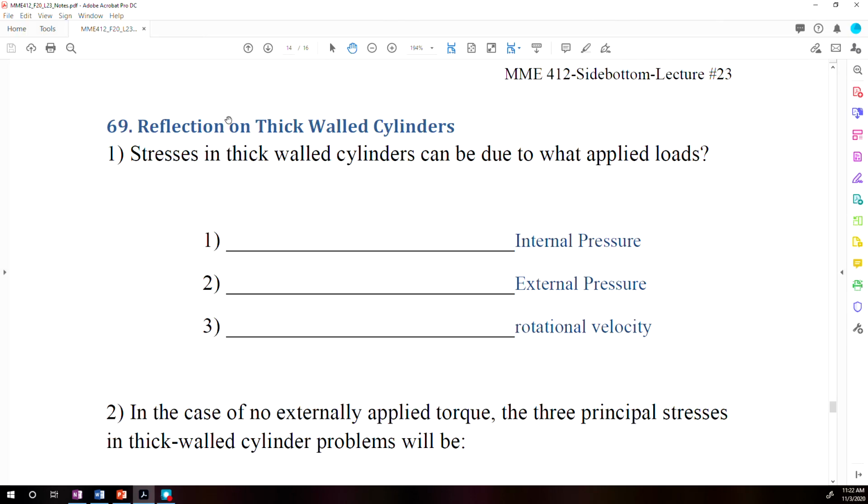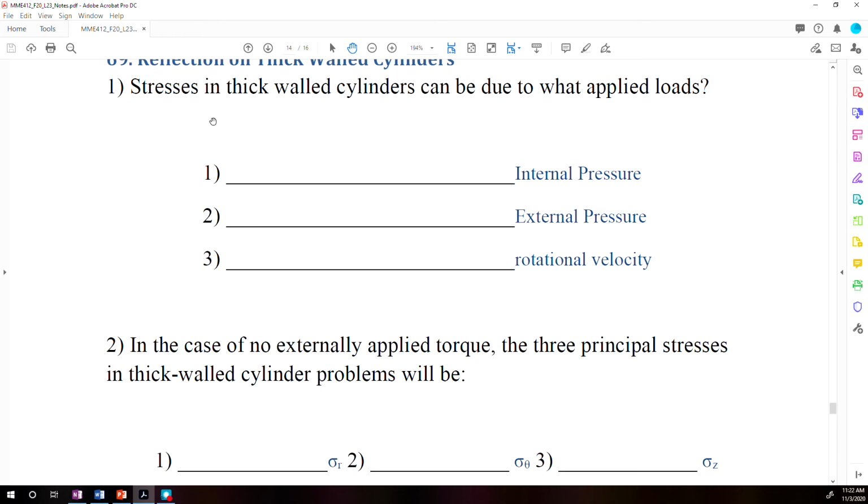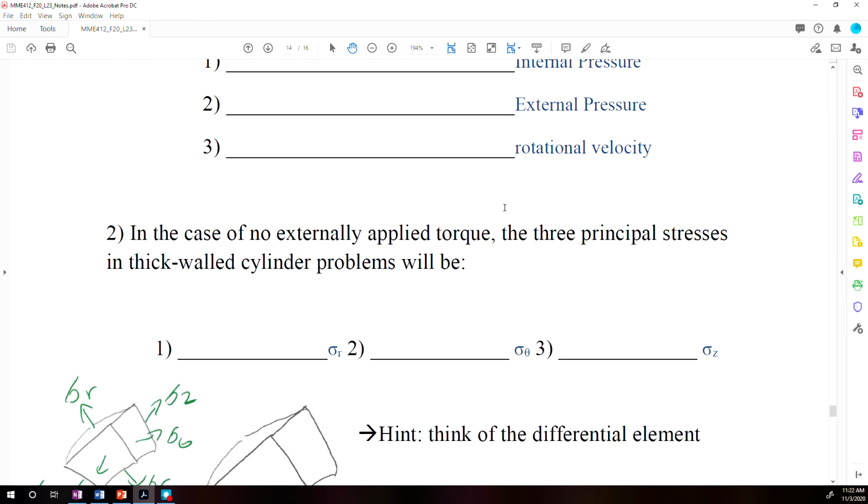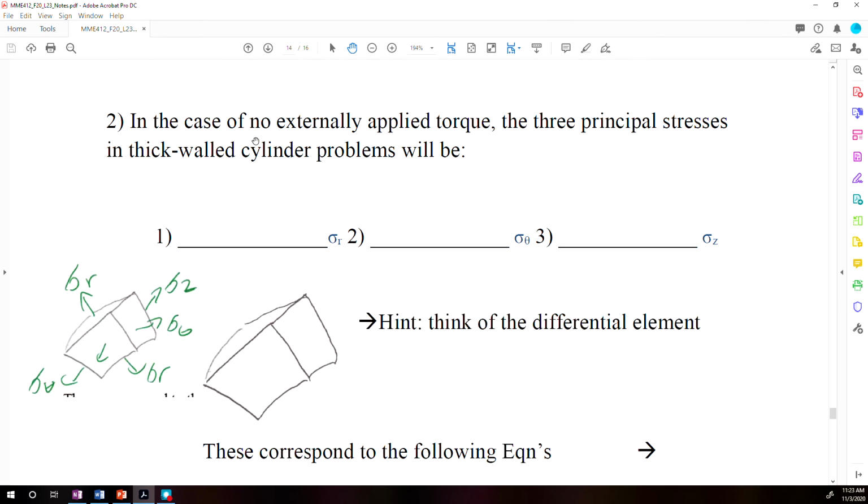So here are the answers to the reflection part of the lecture. The stresses in a thick-walled cylinder can be due to the internal pressure, the external pressure, or the rotational velocity. If there's no externally applied torque, the three principal stresses in thick-walled cylinder problems are sigma r, your radial stress, sigma theta, your tangential stress, and sigma z, your stress along the length of the cylinder.